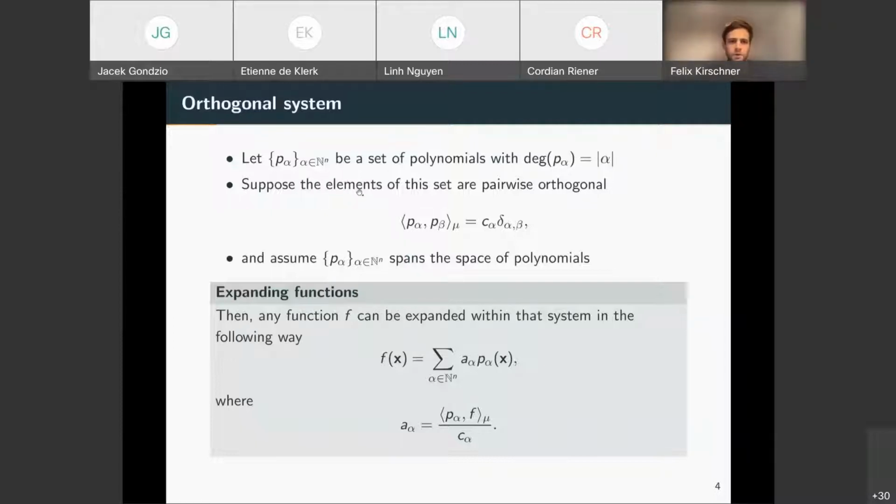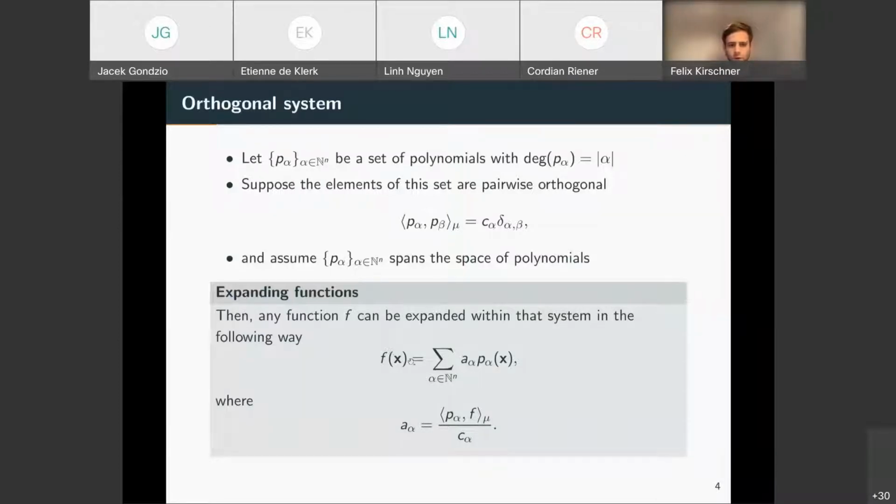And now if we suppose that these elements are pairwise orthogonal, which just means that if we take the inner product here, we have some constant times the Kronecker delta that we defined before, then we can define orthogonal systems if we assume that the set that we have spans the whole space of polynomials. Right, and if we have such a spanning set, we can expand any function f within that system, and we can do that in the following way.